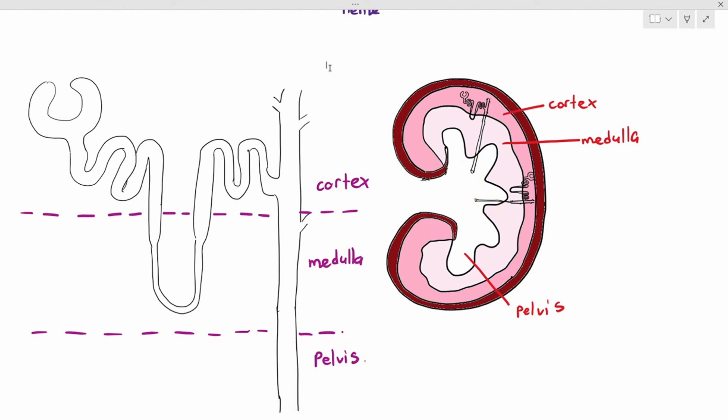where's the Bowman's capsule located? Then you have to say, it's located in the cortex. What about PCT and DCT? They are also in the cortex. The loop of Henle is located usually in the medulla. Yes, I know part of the loop of Henle is in the cortex, but we always say that the loop of Henle is in the medulla, and the collecting duct extends all the way down to the pelvis of the kidney. So this is the introduction to the part of the kidney that we have to know first.